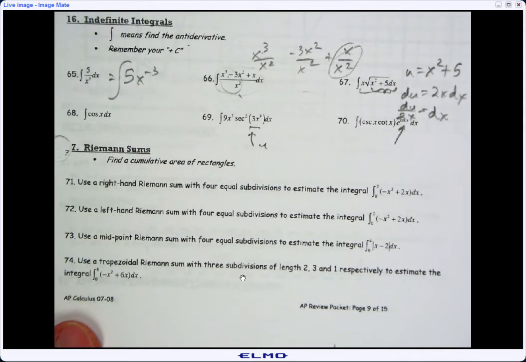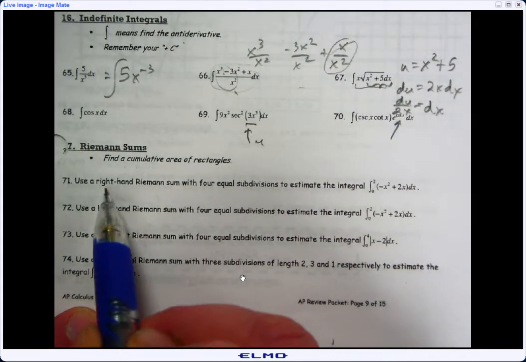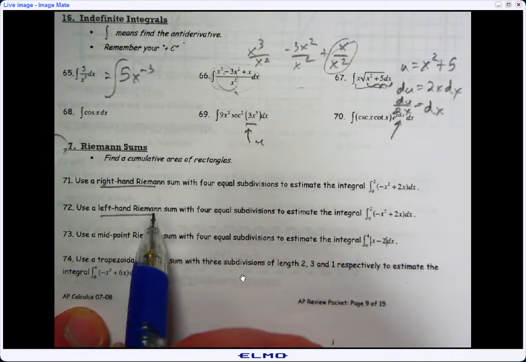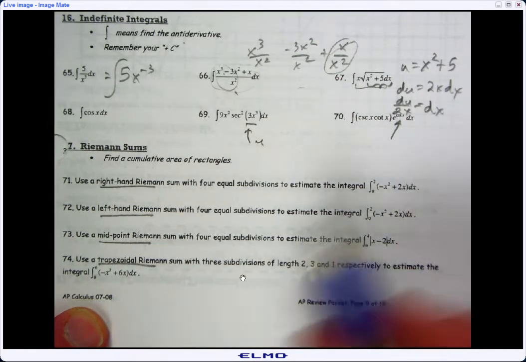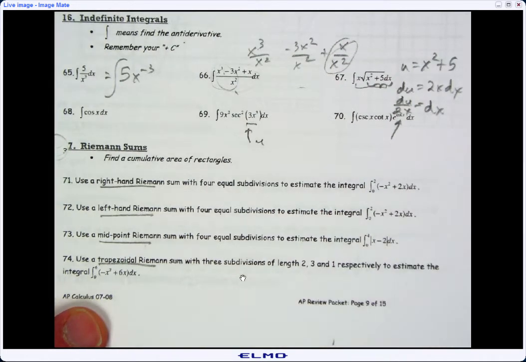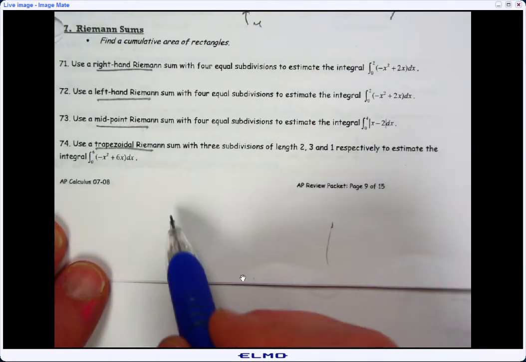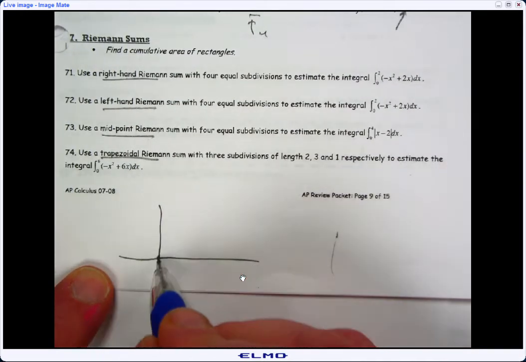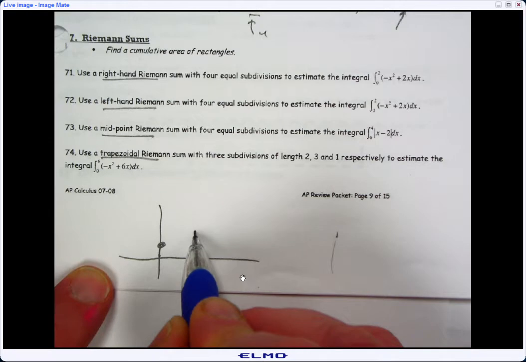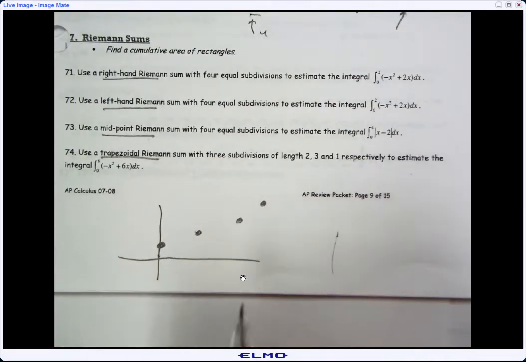Riemann sum, see if I can do this in the amount of time I have left on this video. Right-hand Riemann sum, left-hand Riemann sum, midpoint Riemann sum, trapezoid Riemann sum. I'm not going to do it for these problems. I'm just going to make a picture, and I'll go back and make an answer key for these problems, but I'm going to make a picture in general. So if you had a function, let's just plot our points. So some function right here.